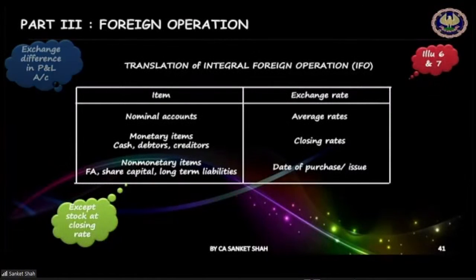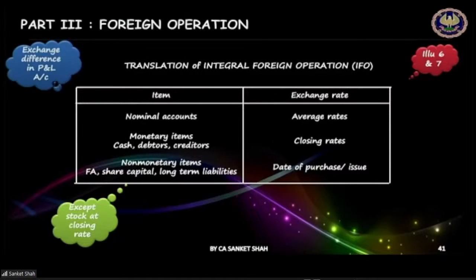Today we will extend the lecture by 10 to 15 minutes because I have to cover this. Translation of integral foreign operation. And on this you have illustration number 6 and 7. I am giving you 1 day to solve these illustrations. So day after tomorrow I will take illustration number 7. Just try to understand the concept.